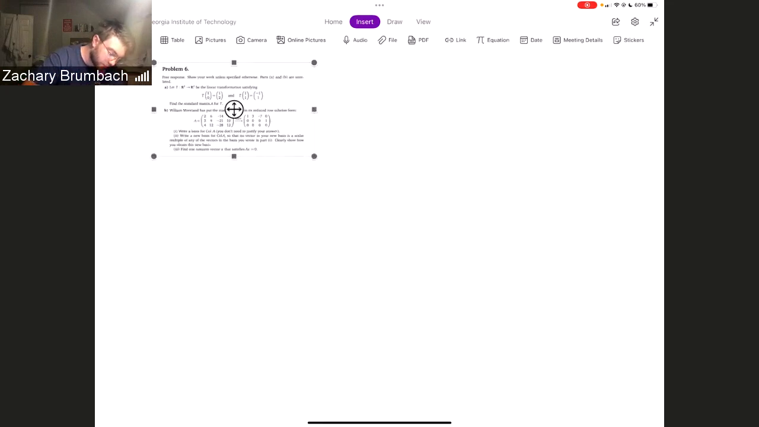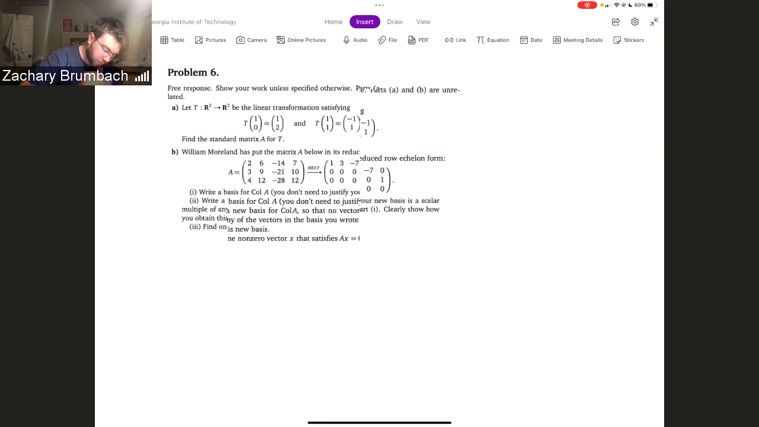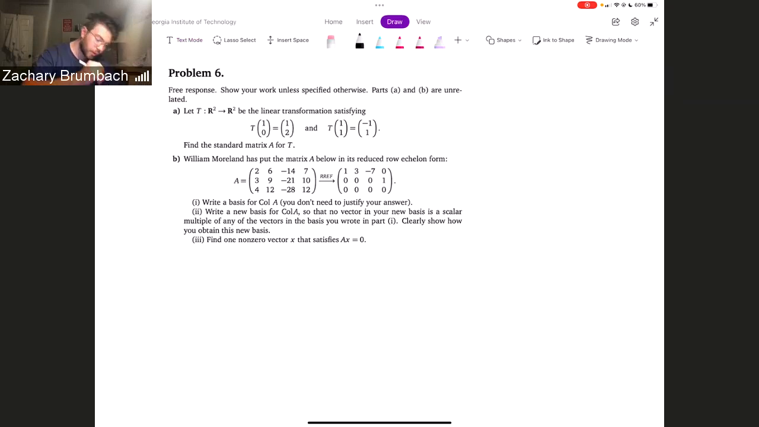Question 6. All right. So parts A and B are unrelated. Find the standard matrix for T. So we have a matrix A, B, C, D. And when we transform the vector 1, 0, we get out 1, 2. So this is the same thing as saying A times 1, 0 equals 1, 2, right?